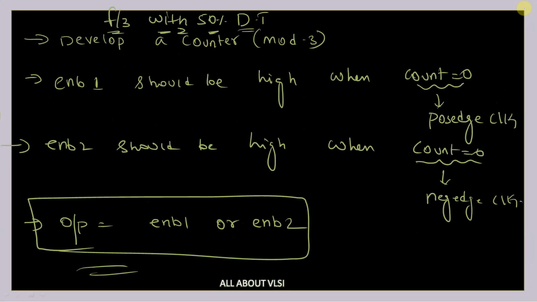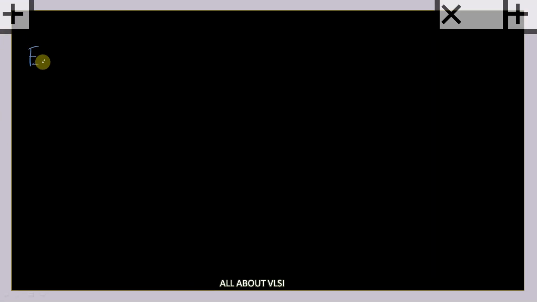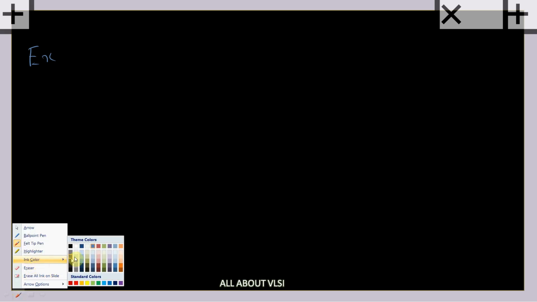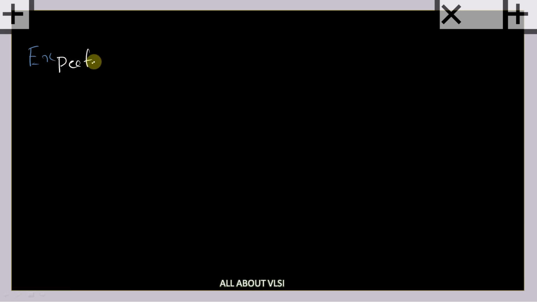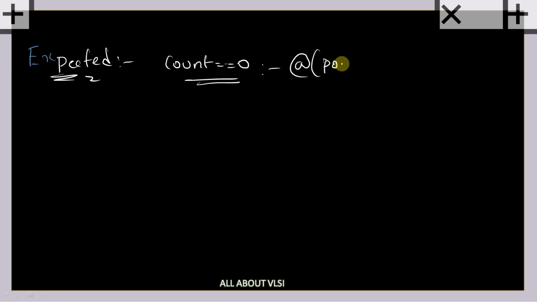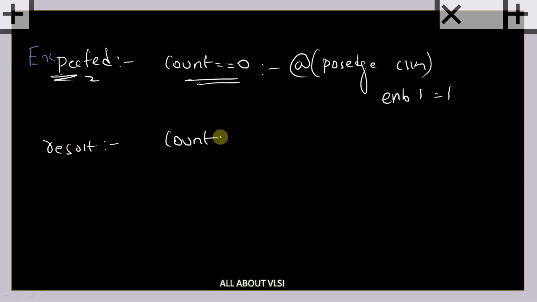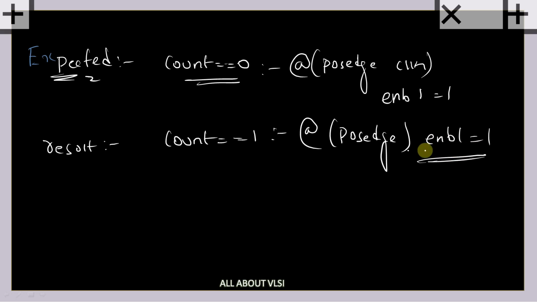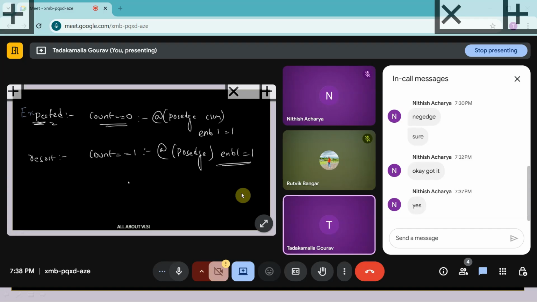I will write it down in the PPT also. What we have expected, let me change the color, is whenever our count is equal to 0 at passage of clock, my enable 1 should become 1. But what is the result which we are getting? When count is equal to 1 at the passage of clock, our enable 1 is becoming 1. That is, after one cycle, our enable 1 is becoming 1. Now, what may be the issue?